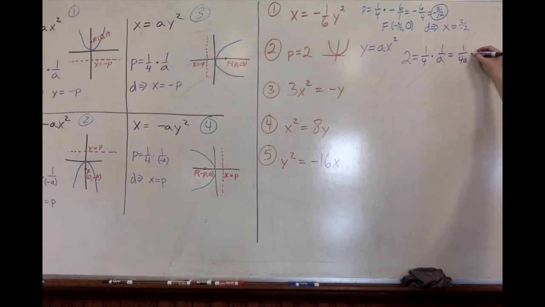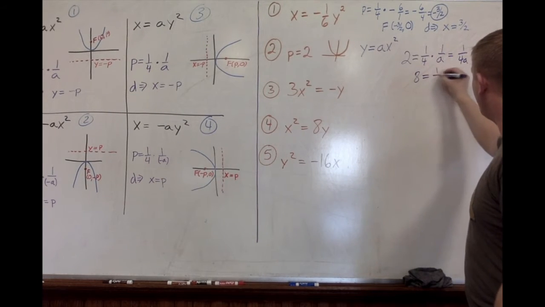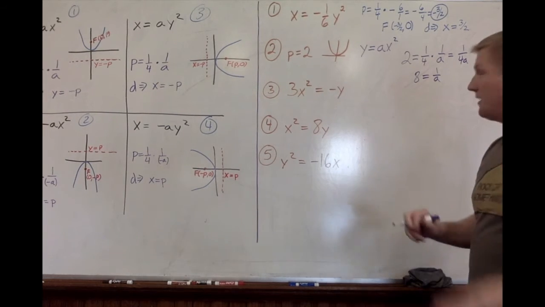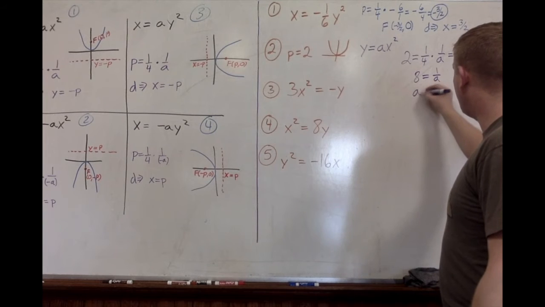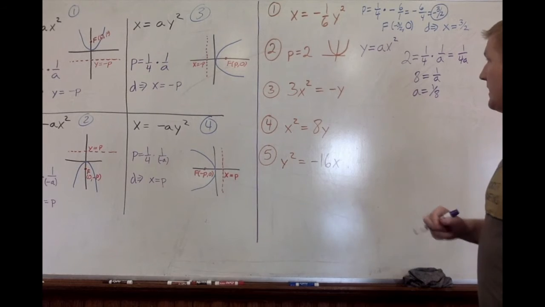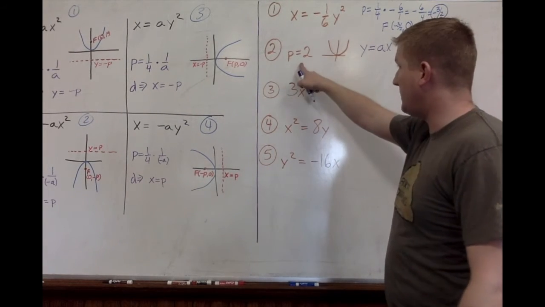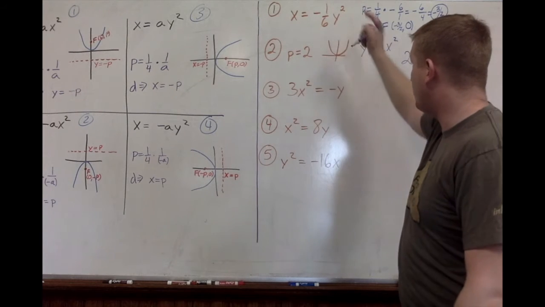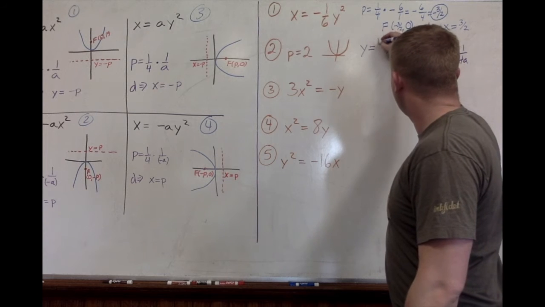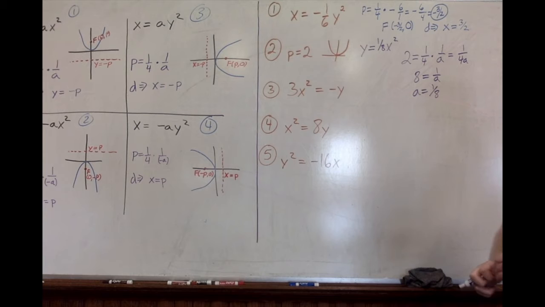Firstly, I'm going to multiply both sides by 4. So we're going to get 8 is equal to 1/a. And then if we just take the reciprocal of both sides, we should maintain an equality. So a is equal to 1/8. So if a is equal to 1/8, now I'm ready to write my equation for this parabola with p value of 2. That's opening up. It's going to be y is equal to 1/8 x squared. Easy enough.